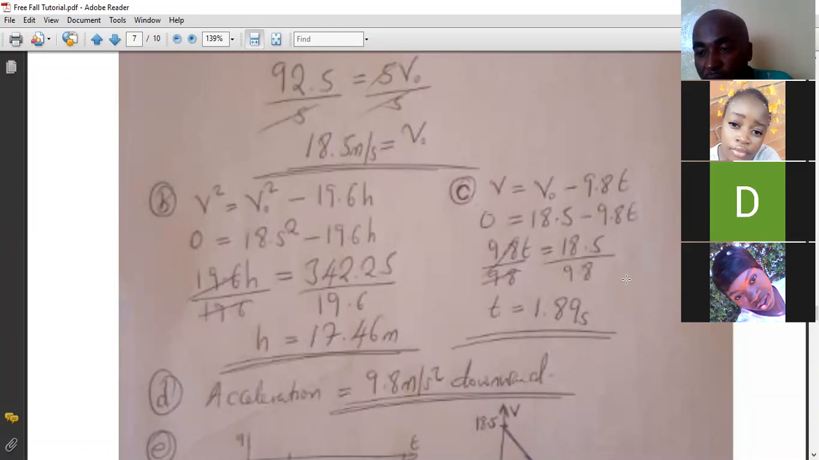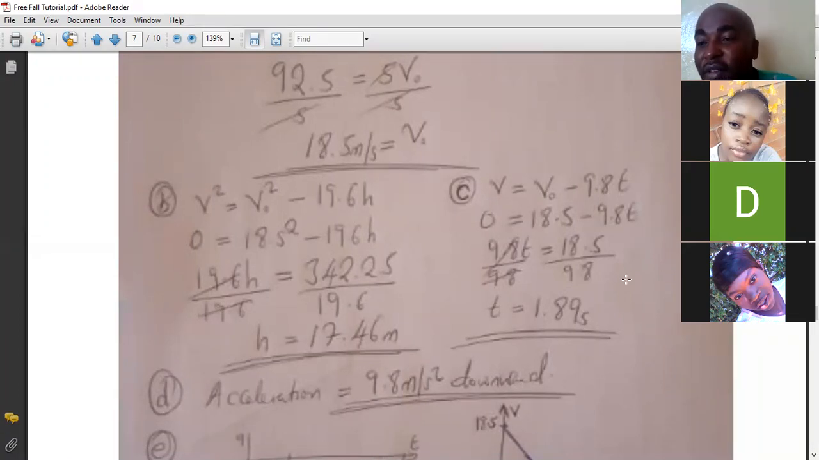Sir, what I did is that since you said at the highest point the velocity is 0, I used the equation that does not involve time. Then I replaced the answer, sir. Yes, but at the highest point, velocity is 0. Okay, sir, thank you.